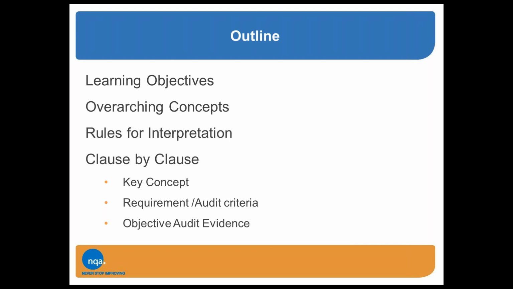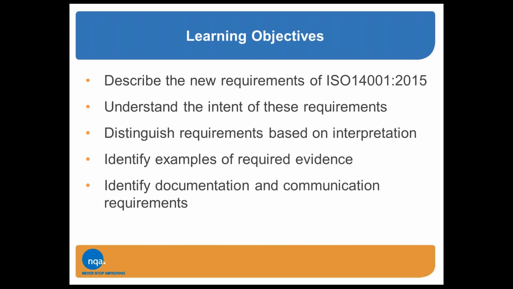So these are the things we're going to be looking through in the next hour, looking at some overarching concepts about the new standard, some rules for interpretation to make sure that we all have a common understanding of what the standard's asking for, and then we'll have a look at a clause-by-clause basis to see what each clause says, look at the key concepts, look at what the clause actually requires, maybe some audit criteria, and also a little bit of discussion around audit evidence and the sort of things that we as an assessment body are likely to be looking for.